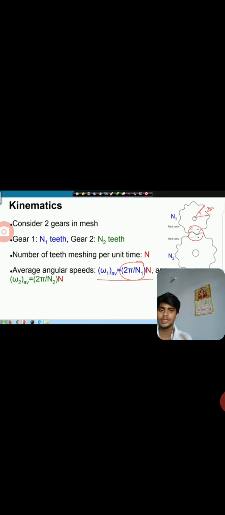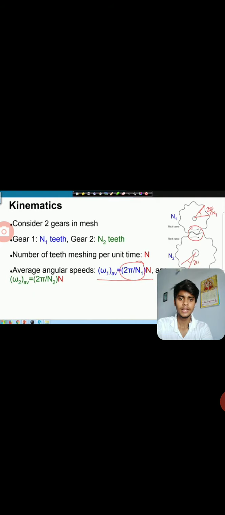So we have the angular speed of the gear can be expressed as 2 pi by N1. So omega 1 average is equal to 2 pi by N1. This is the average angle, and these are N1 teeth, and this angle is 2 pi by N1, and similarly this angle is 2 pi by N2.